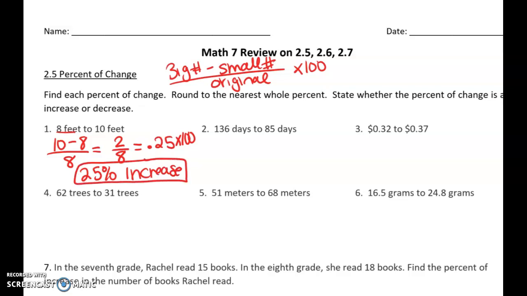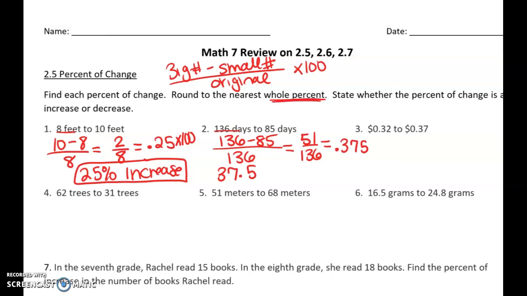Okay, so same thing for number 2. We do the larger number minus the smaller number divided by the original here. We get 51 divided by 136, which is 0.375. If I move my decimal 2 places to the right, we get 37.5%. But it says round to the nearest whole percent, so we get 38%, and it's going down, so decrease.